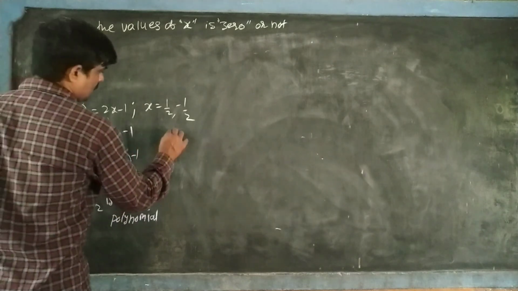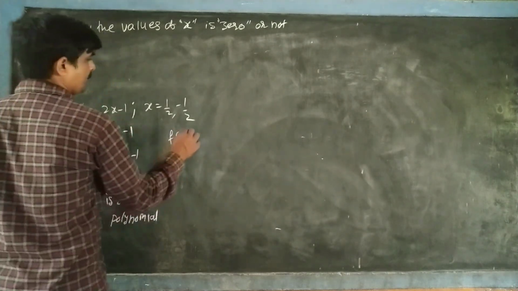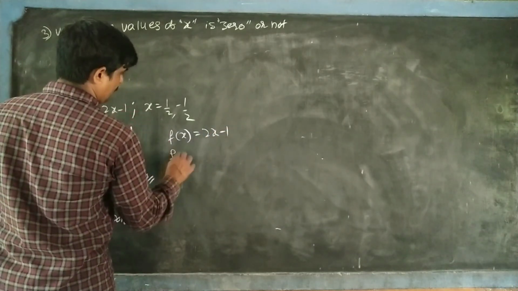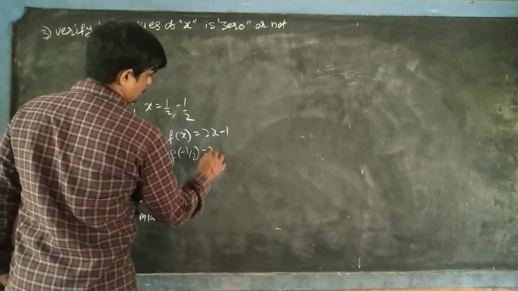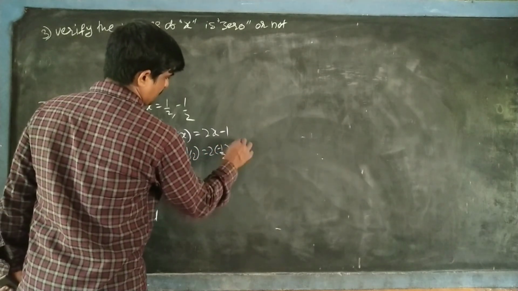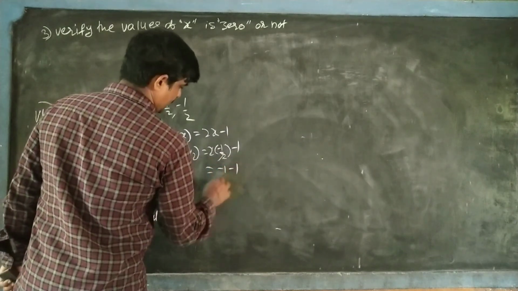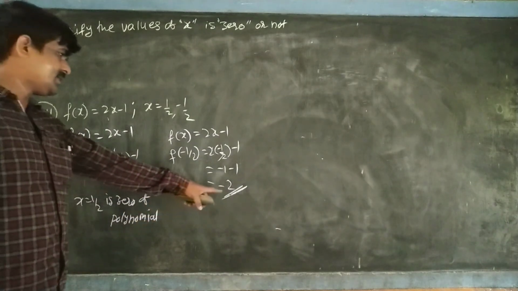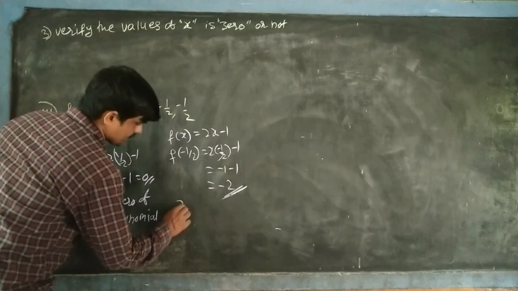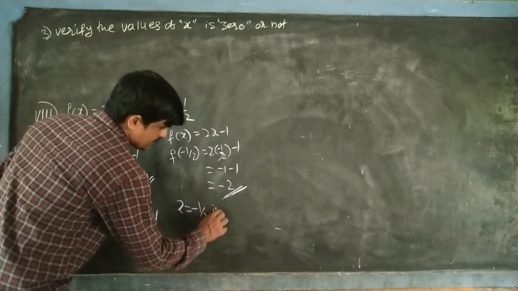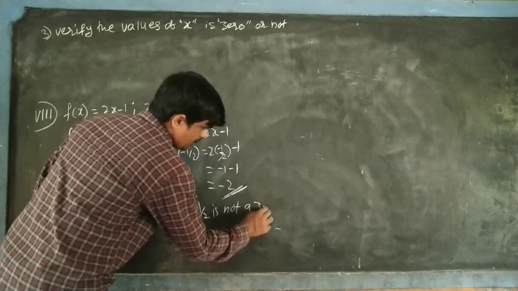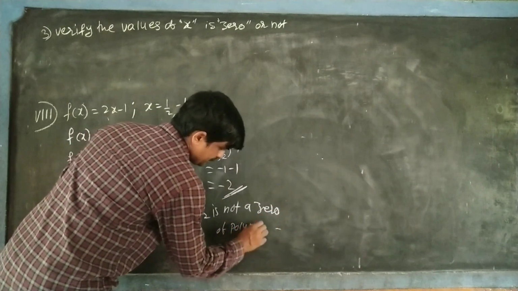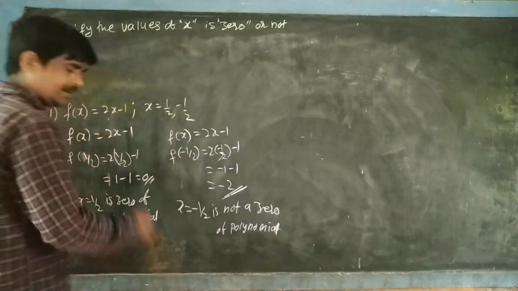Next, f of x is equal to 2x minus 1. Therefore, f of minus 1 by 2 is equal to 2 into minus 1 by 2 minus 1. 2 gets cancelled. Minus 1 minus 1 that is equal to minus 2. So, this is not a 0. Therefore, x is equal to minus 1 by 2 is not a 0 of the polynomial. Okay? Right. Carry on.